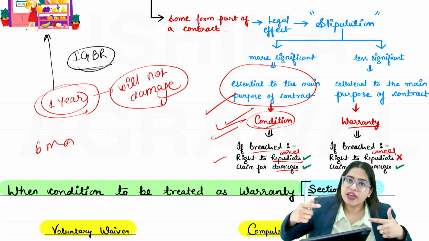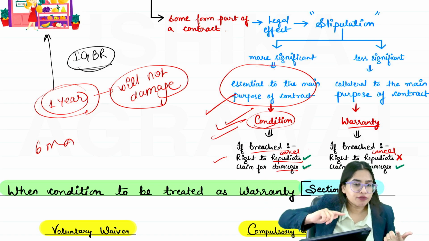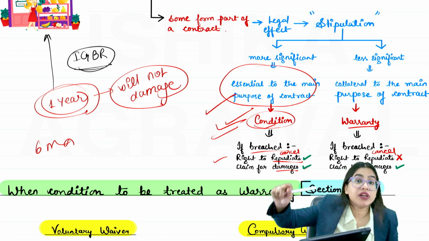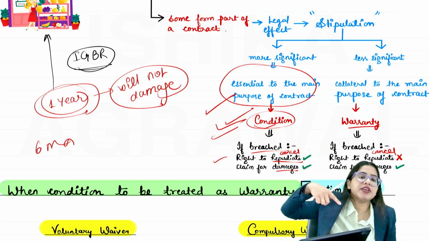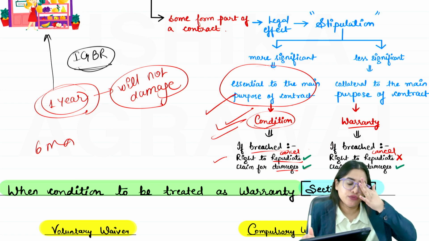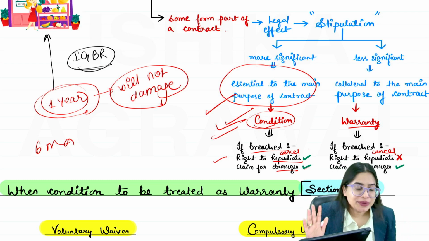Either they will repair it for me for free within the warranty period, or if it is non-repairable, then they will replace these earphones with new earphones and give me the new earphones. Are you understanding, guys? I'm really sorry. Okay. Are you understanding?